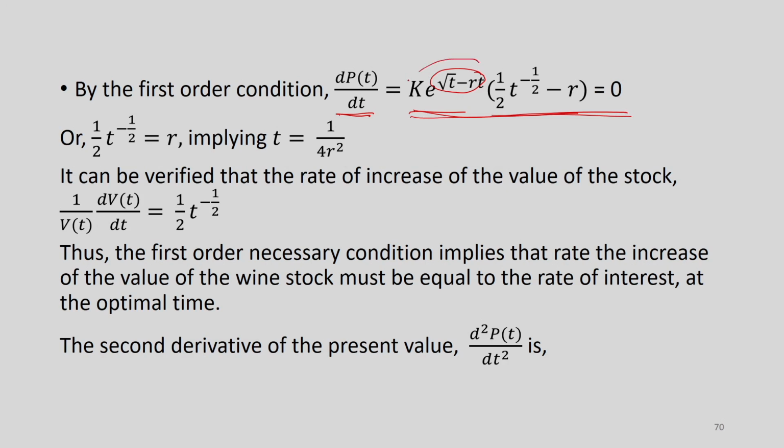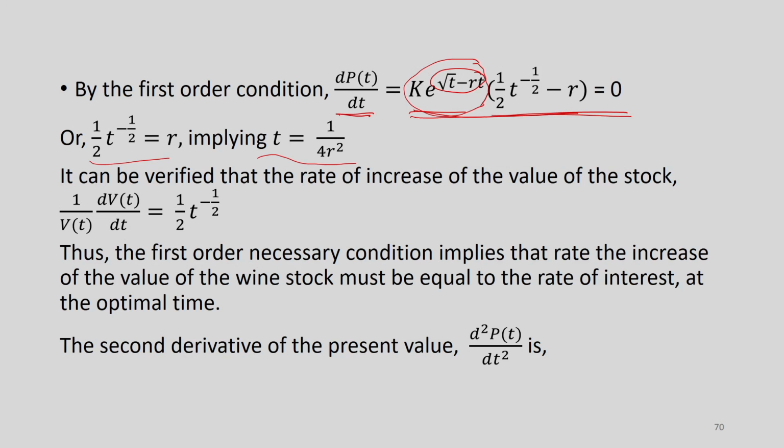Now, this part cannot be equal to 0, because t is limited, it is a finite number. So, the first part cannot be 0. The second part will be equal to 0 to satisfy the first order condition. The second part is this, half of t to the power minus half minus r should be equal to 0, which if we simplify it, then it becomes this. I have to express this as a function of r, because I have to find out the optimal t. So, that optimal t is equal to 1 divided by 4r square.